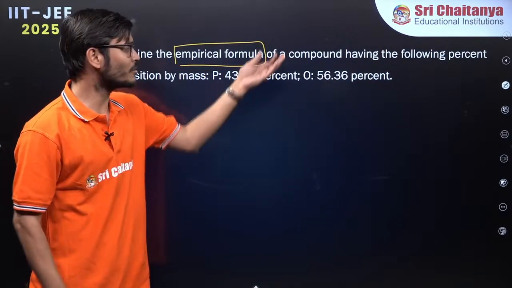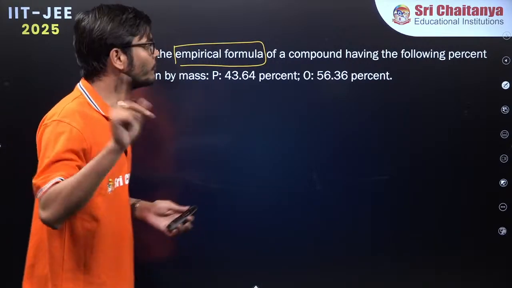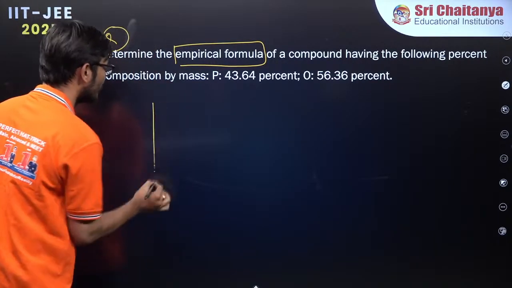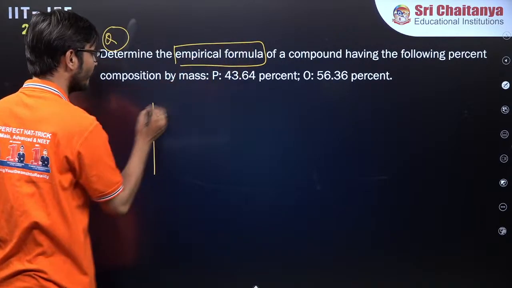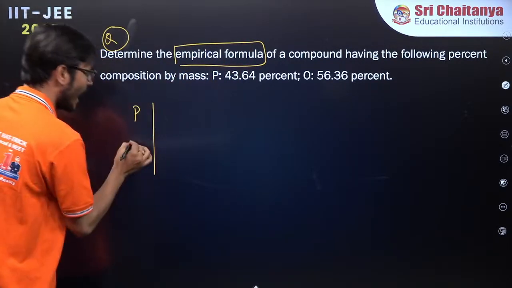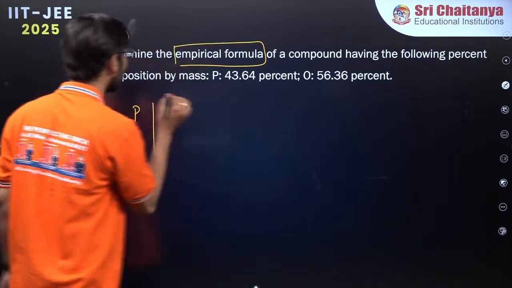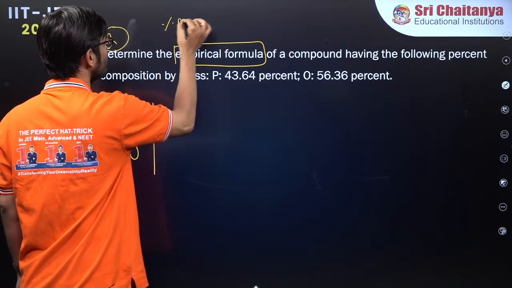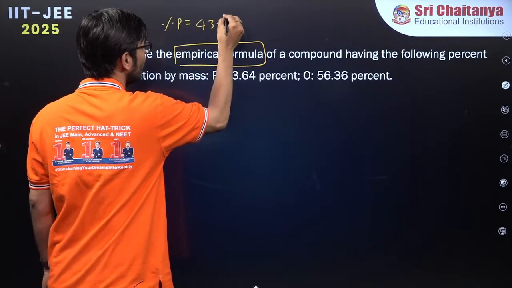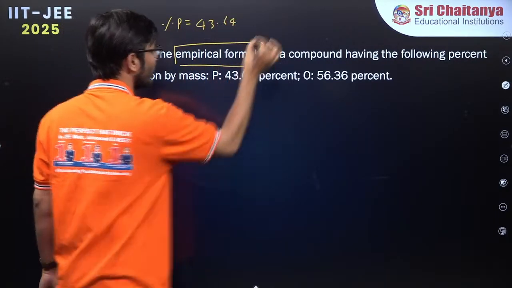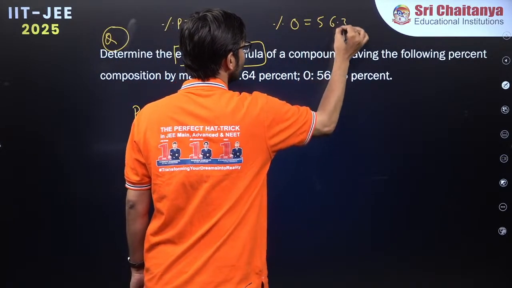So how are we going to solve these kinds of questions? Please listen very carefully. So what is the first step? Step number 1, you write the atoms like this in the table. So what are the elements we are having? We are having phosphorus and we are having oxygen. Now, the total will be 100%, right? The percentage of phosphorus is how much? 43.64%, and the percentage of oxygen is equal to 56.36.